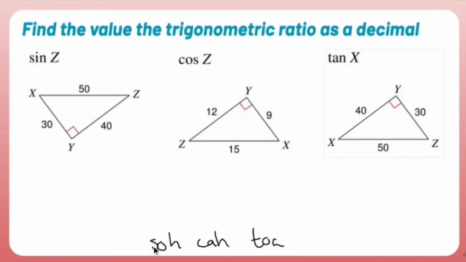Now, SOH CAH TOA means if you're trying to find sine, then you have to worry about the opposite side and the hypotenuse. If you're trying to find cosine, then you worry about the adjacent side and the hypotenuse. If you're trying to find tangent, then you worry about the opposite side and the adjacent side. Let's do one at a time.